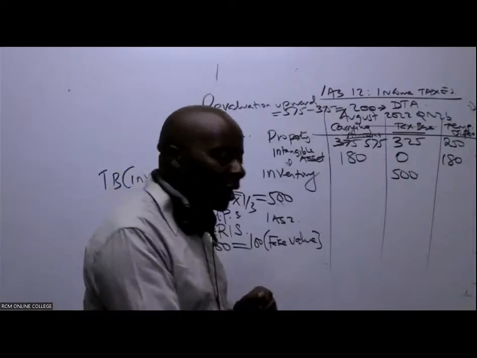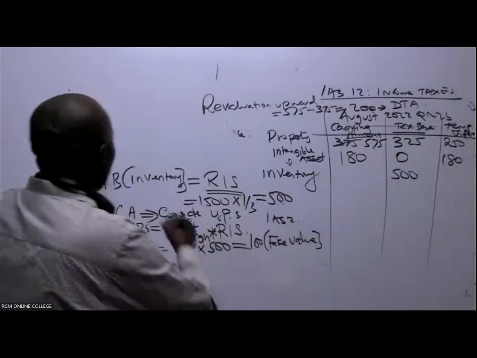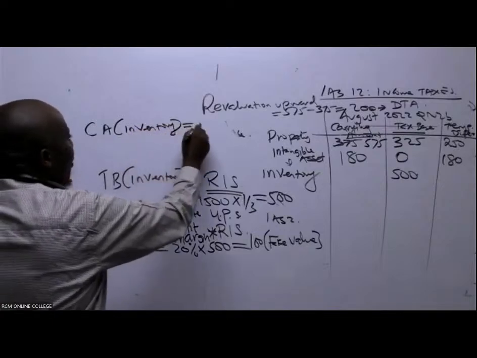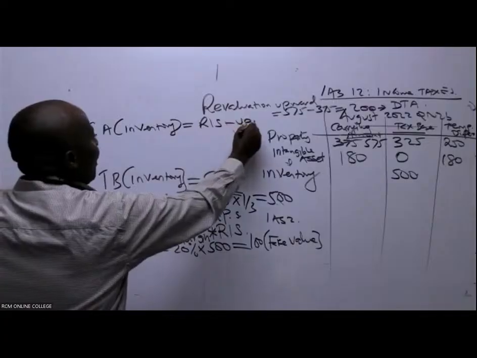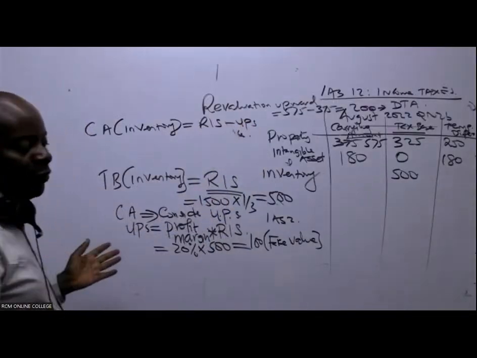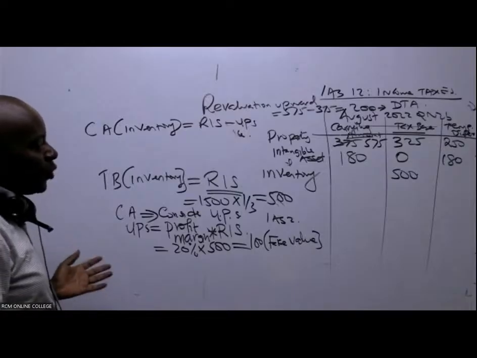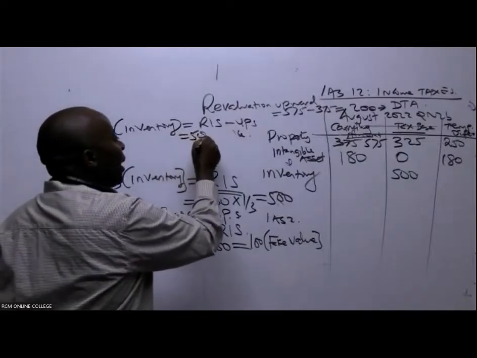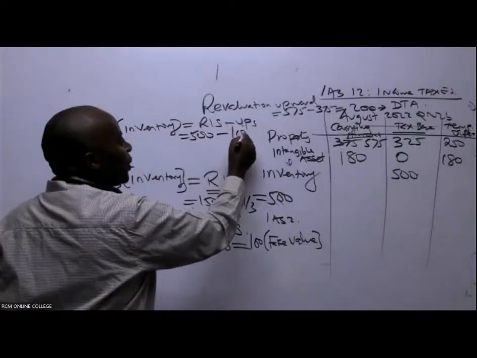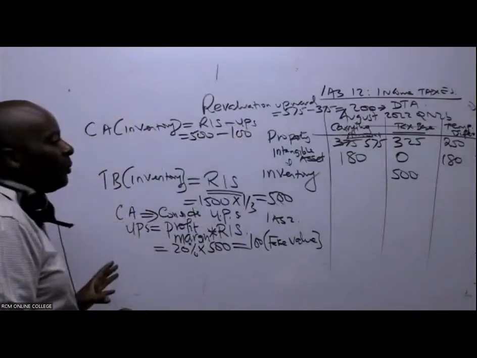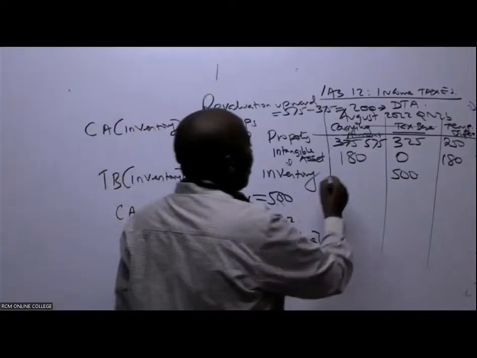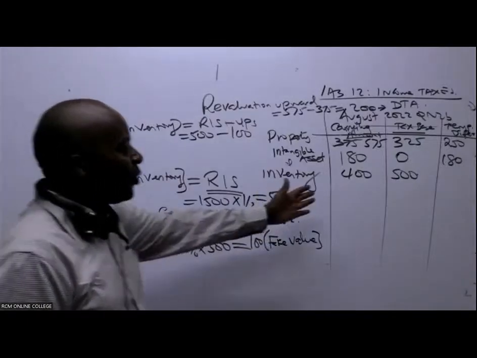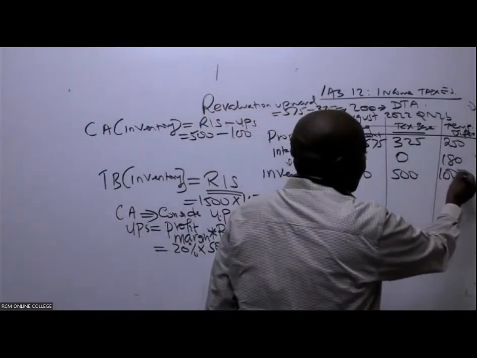So whenever it comes to the carrying amount for this inventory, you take the remaining intra-sales minus the UPS, because UPS is fake value in stock. The remaining intra-sales is 500 minus UPS, which is 100. So 500 minus 100, ladies and gentlemen, gives me an inventory carrying amount of 400. And then 400, carrying amount, minus tax base of 500, gives me a temporary difference of 100 like that.